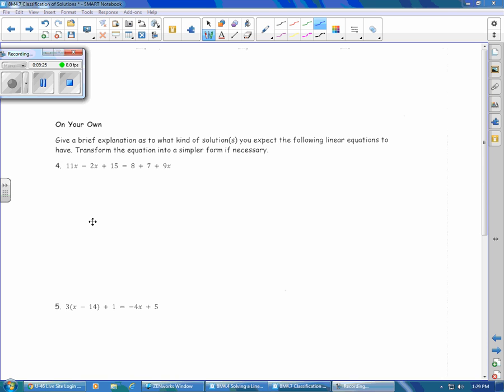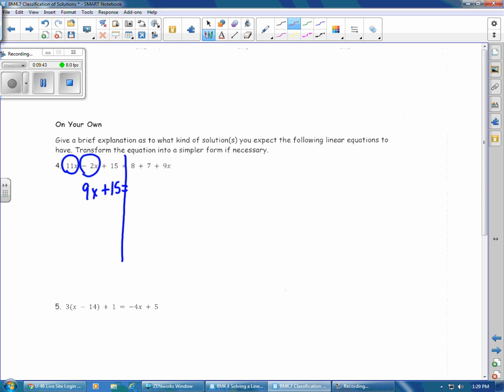Okay, so with the first one, the first thing we want to do on the left side of that equal sign, we want to combine some like terms. So I've got 11x, I've got negative 2x. So that's going to be 9x plus 15 equals, let's look at the right side, I've got some like terms there too. Eight plus 7 is going to be 15 plus 9x.